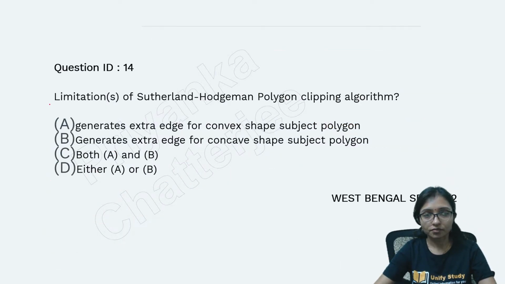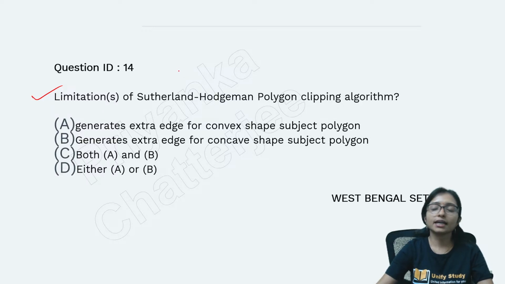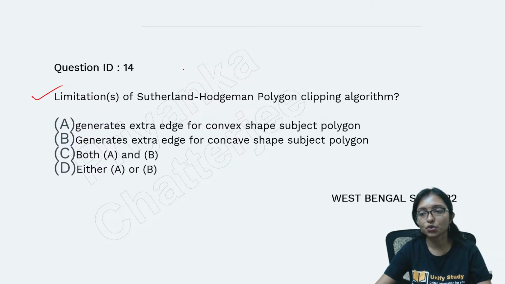Now tell me, what will be the answer for this? Limitation of Sutherland-Hodgman polygon clipping algorithm. These are one-liner questions also. Definitely make your one-liner notebook. This type of questions you can directly put in a one-liner notebook. The one-liner notebook will be very, very important before your exam to do revision, and it will give you a good score in the exam hall also.